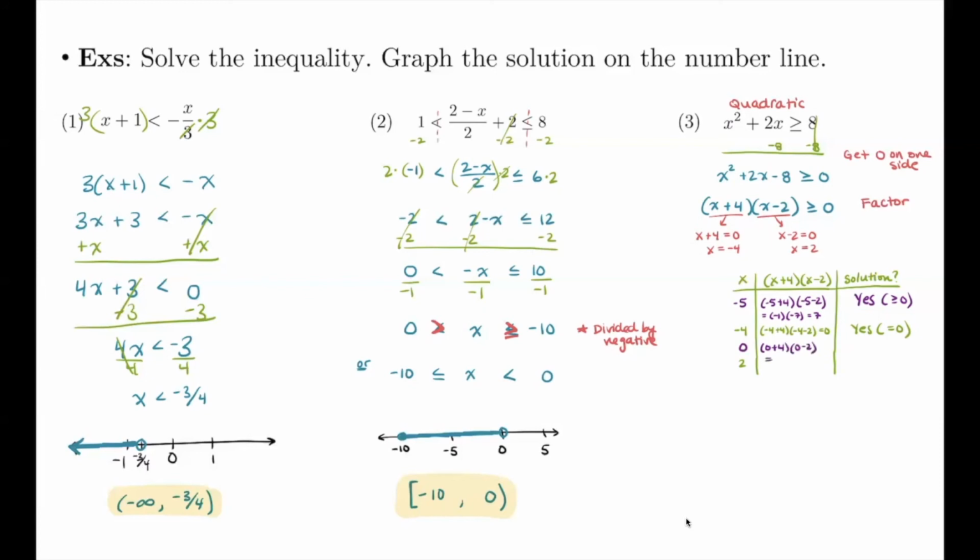So let's figure out what that is. 0 plus 4 is 4. 0 minus 2 is -2, and that comes out to be -8 when you multiply those. So now -8, is that larger than or equal to 0? No, definitely not. So we're not going to include the whole range of values that are between -4 and 2 because we picked a test point that is not a solution. Okay, 2 is a solution. That's what we found when we set this equal to 0.